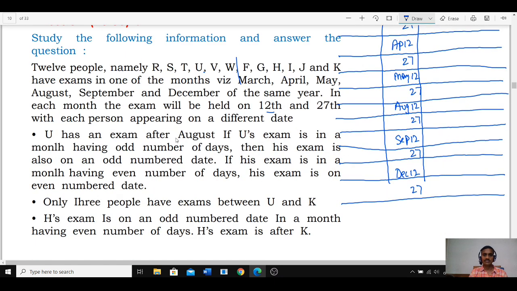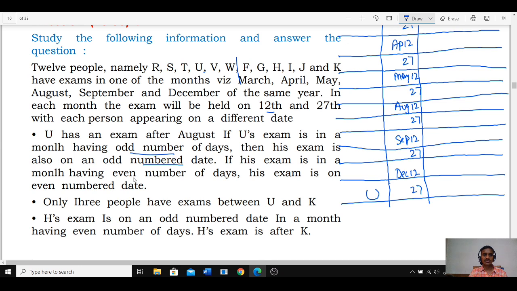యూ హ్యాజ్ అన్ ఎగ్జామ్ ఆఫ్టర్ ఆగస్ట్ అంటే సెప్టెంబర్ అండ్ డిసెంబర్లో యూ ఉండాలి. And if U's exam is in the month having odd number of days, December. September 30 days, even number days, and here odd number days, 31 days. And then his exam is also on an odd number date. Kanaka ikkadaithe manaki odd number date, isn't it? Odd number month, kanaka you ikkada undali, odd number date.